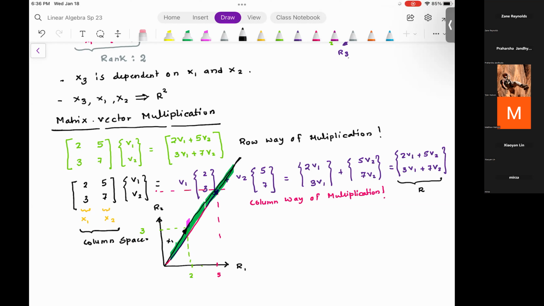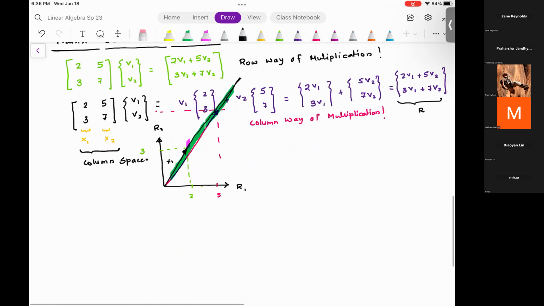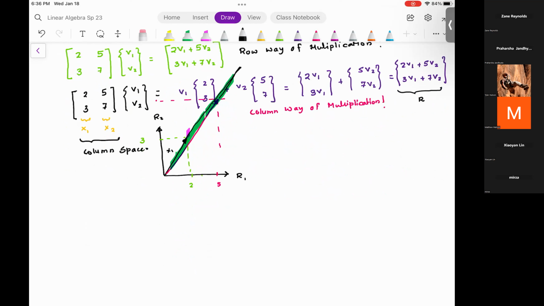Now we talked about the matrix vector multiplication. What I want to do is extend this further to perform matrix multiplication.